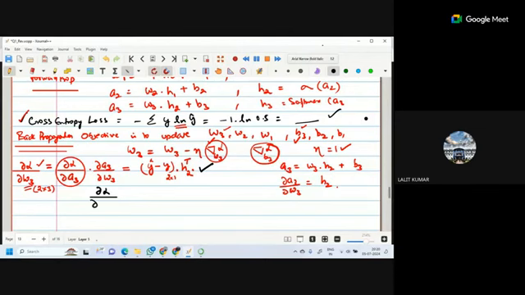And for ∂L/∂B3, it will not have H2 because here it becomes 1. It will become ŷ minus y. So we have finished both W3 and B3. Now we can update W3 and B3. We are done.